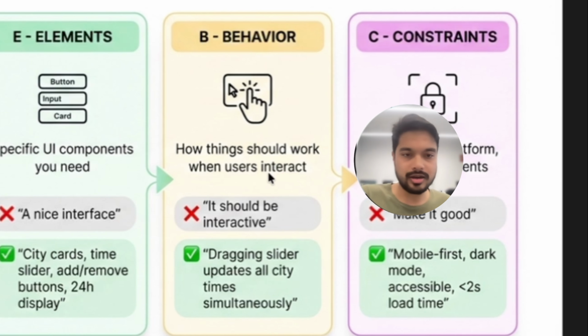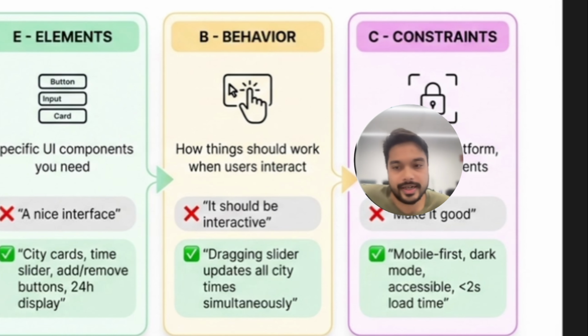Dragging the slider updates all the city times simultaneously, right? So all of these things you can really get into detail and define the behavior, how it should behave when you click somewhere, what should happen. So be as explicit as possible here, because that's going to help the Figma Make tool to really set up different flows and different transitions and really make it more interactive, right?